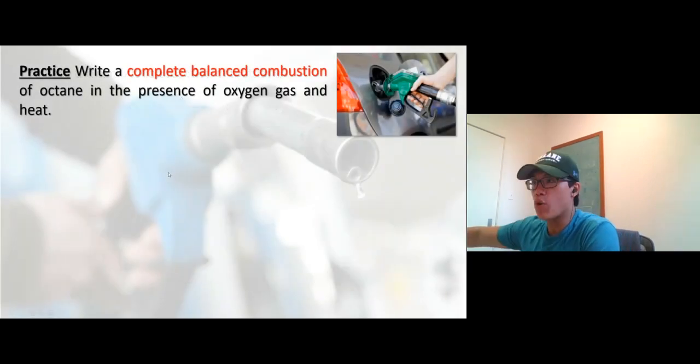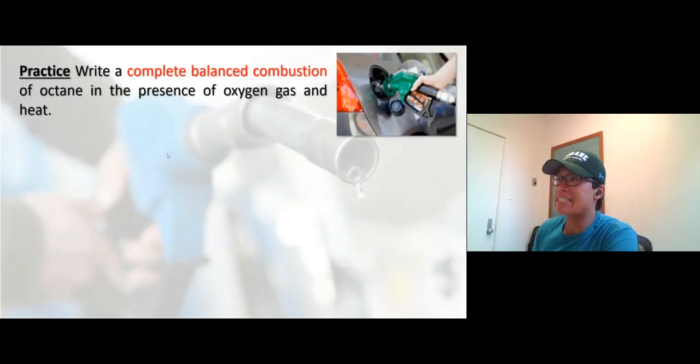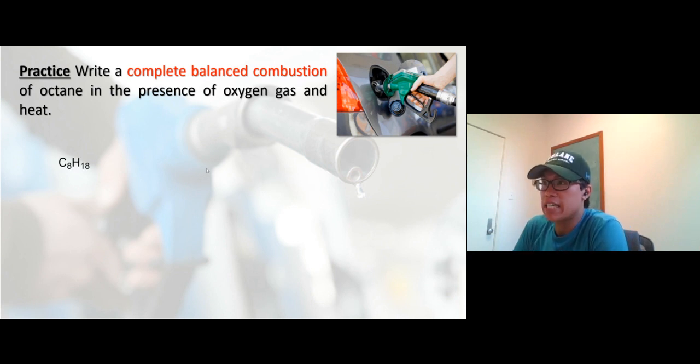All right. Now let's try to do one on your own here. Write a complete balanced combustion of octane. So octane looks like that: C8H18 in the presence of oxygen gas and heat. All right, pause the video and do it on your own.